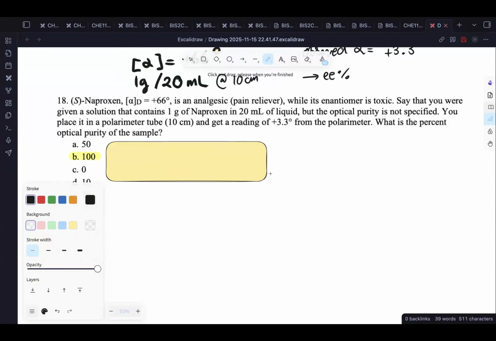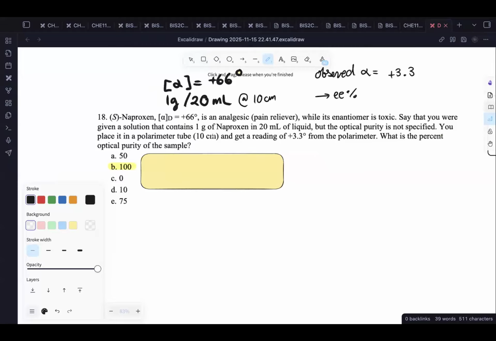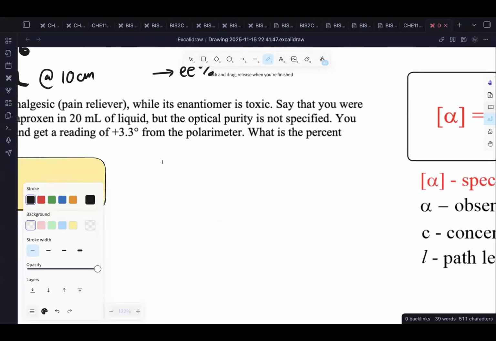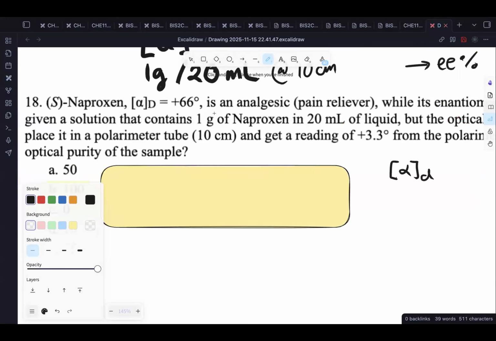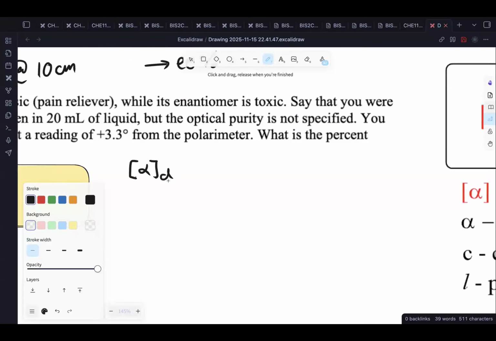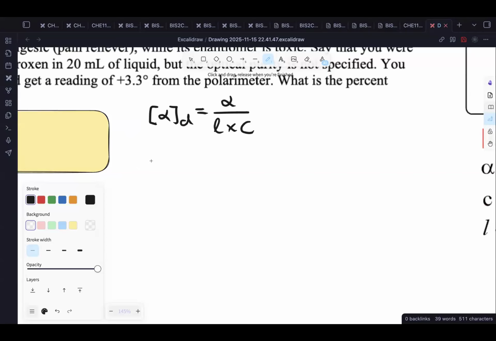So does anyone have an idea of where we could start doing this problem? Or does anyone want to suggest something about how we can try doing this? No? Okay, let's start off by using this equation that we had earlier. So we know that the specific rotation is 66 degrees. So let me copy this formula. Alpha D, which is the specific rotation for S naproxen, is equal to the observed rotation divided by the length times the concentration.